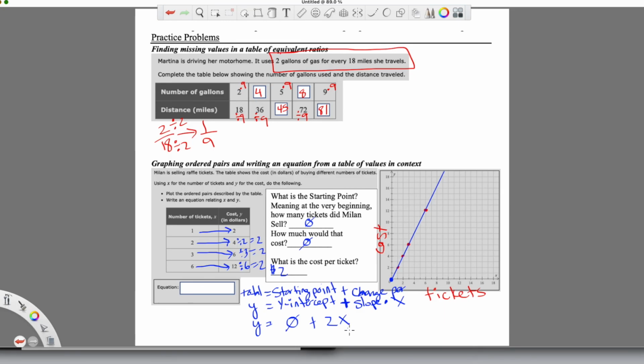So when I actually write this as the equation, I do not need to write 0 plus, because anything plus 0 is itself. That's an identity property of addition. So I can just write y equals 2x. All right, so this is equivalent ratios and writing an equation using equivalent ratios. So go ahead and go on Alex and give that a try.